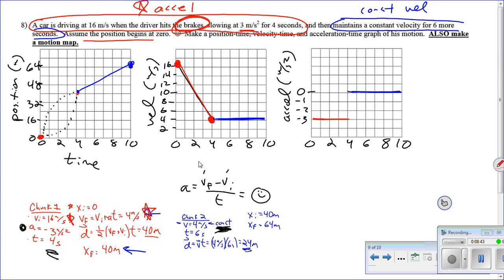That means the graph needs to get less steep. So it's got to start out steep and then get less steep. Okay? Okay, so there's our final graph. Let's get rid of this dotted line here. Remember. All right, there we go. So that is our graph for number 8.